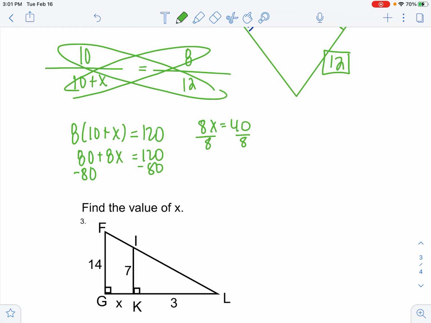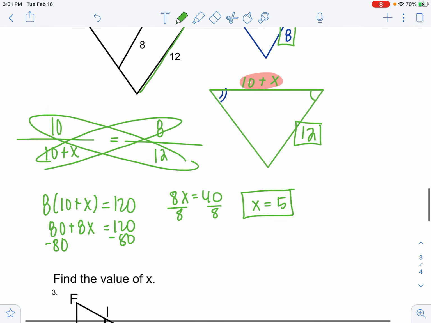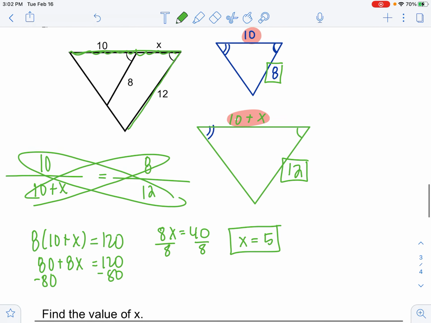Subtract 80 from both sides. 8x is equal to 40. Divide by 8. X is 5.